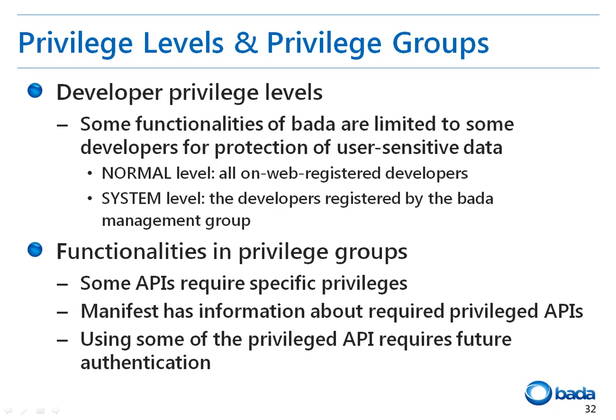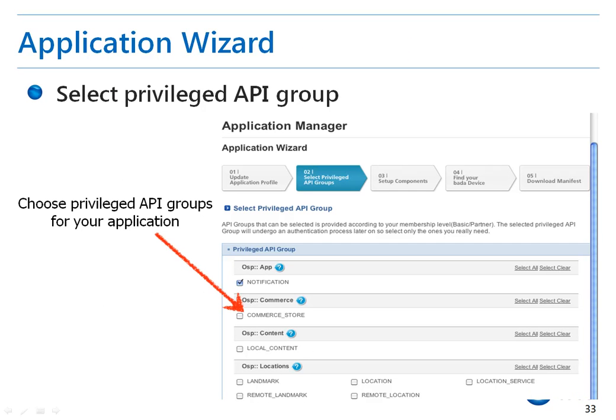Next, I'll explain a privilege group. A privilege group refers to a set of related Bada APIs, which can be selectively used by developers. To use this kind of API, you need to have the privilege to use the API. The privilege information is saved in the manifest. If you create an application with these privileged APIs and sell it on Samsung Apps, authentication may be required in the future.